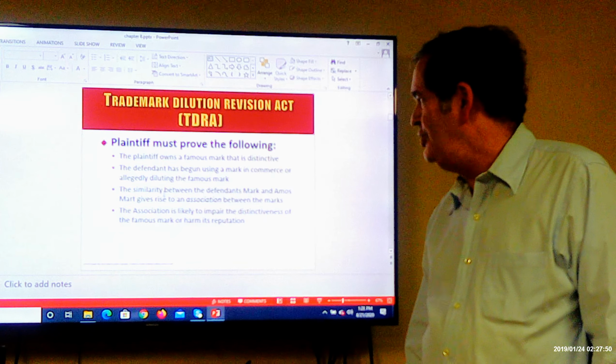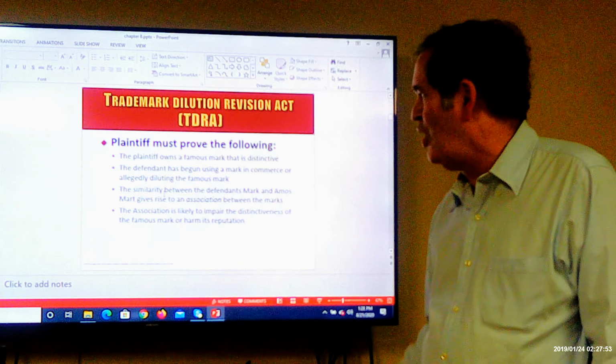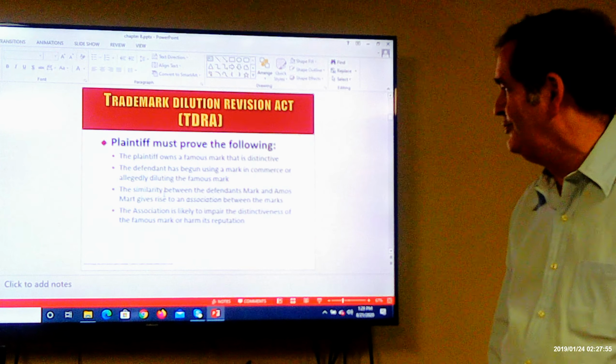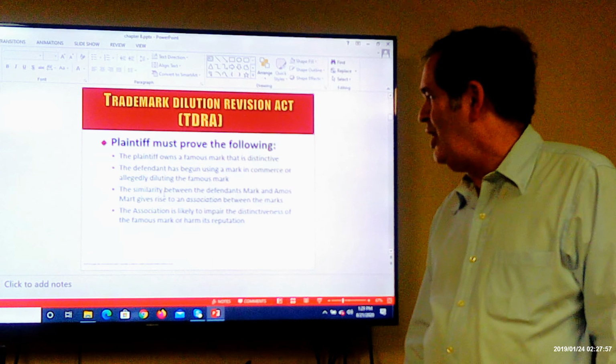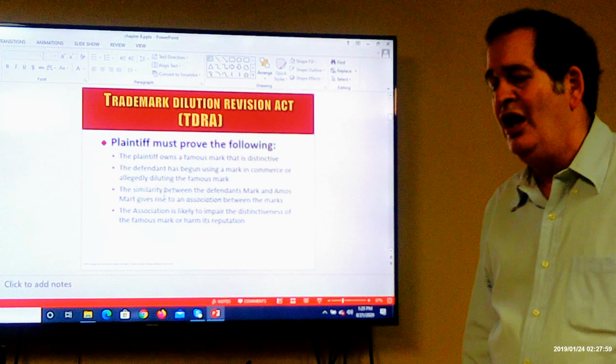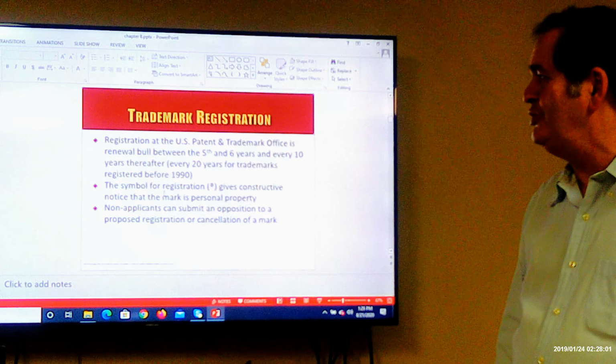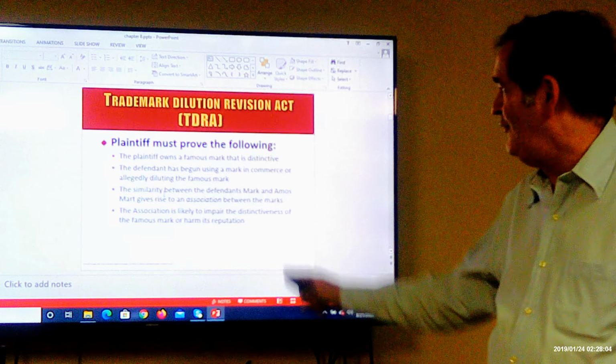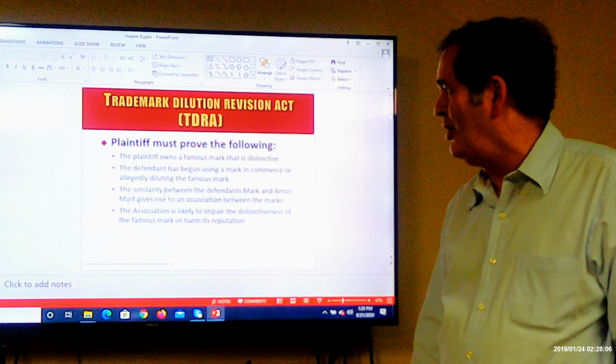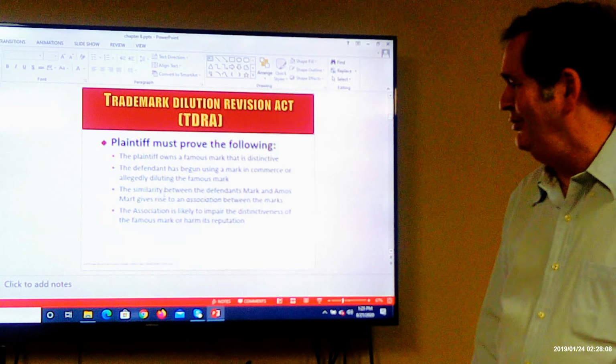The similarity between the defendant's mark and the plaintiff's mark gives rise to an association between the marks. That association is likely to impair the distinctiveness of the famous mark and gives rise to a cause of action. So I'm going to have to fix that, which should be plaintiff's mark, not Amos mark.